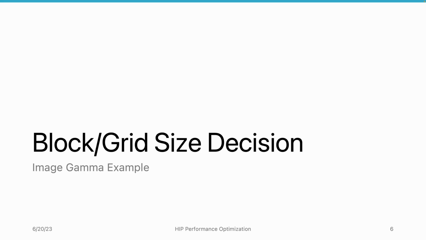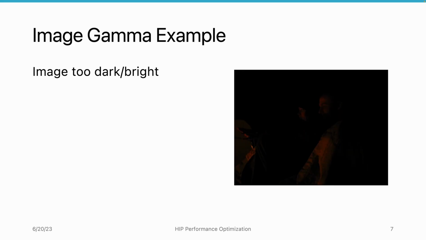In the previous video, we introduced the possible performance bottlenecks in a GPU. Starting from this video, we're going to look at the reasons that may block the performance of a GPU kernel. We start with the consideration of the block and the grid size decision. We're going to introduce an example called image gamma, which is a relatively compute-intensive workload. So let's look at this example.